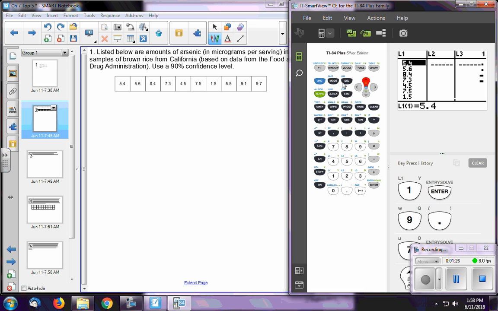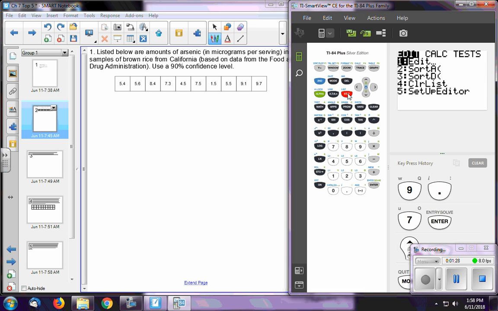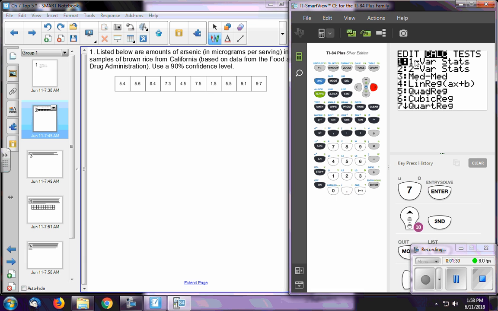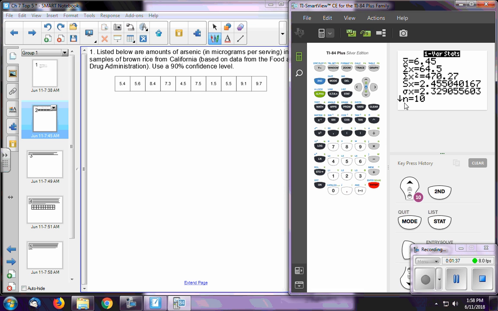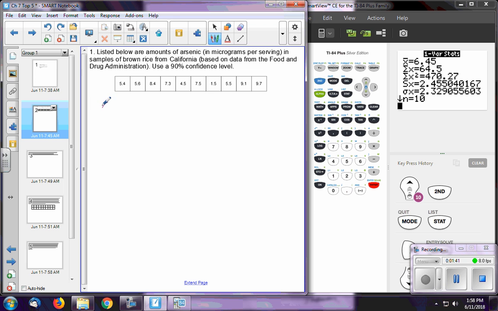Okay. Then we're going to go back to our main screen and use 1var stats to find the mean and standard deviation. So from this we find that we have a mean of 6.45. Our sample standard deviation is 2.455. Remember, always err on the side of more decimal places. You can always round your answer at the end, but you cannot undo a mistake because you rounded too soon.